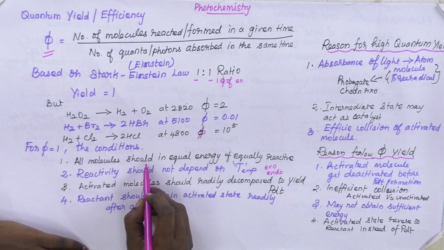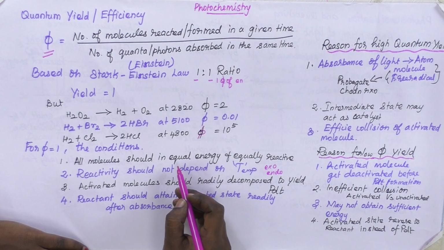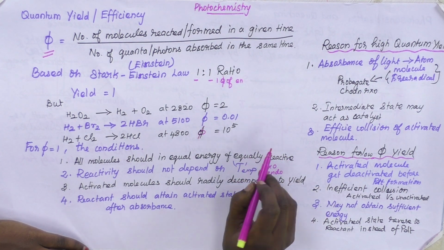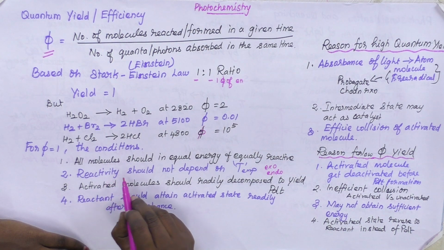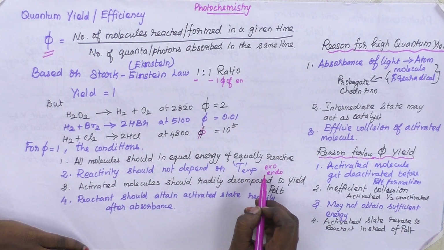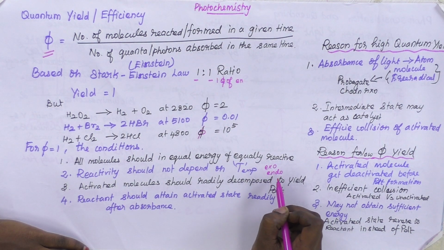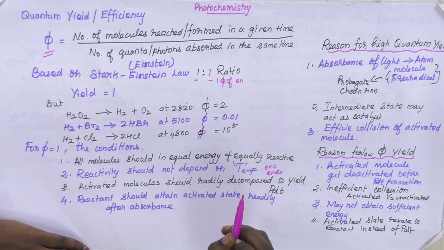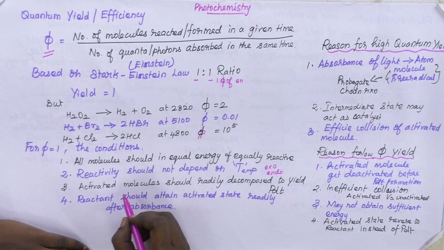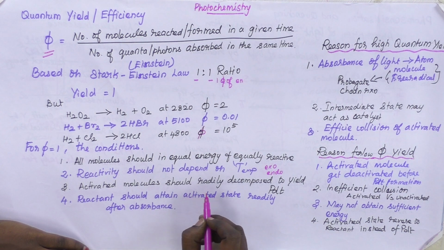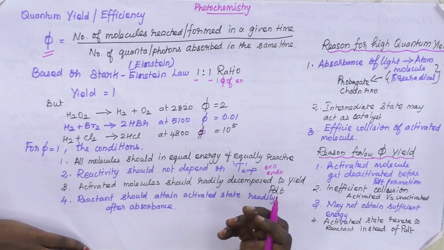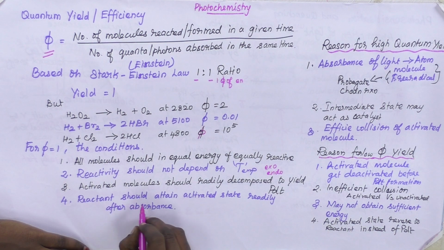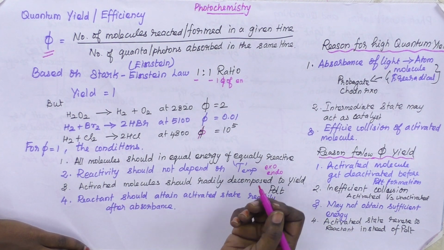First condition: all molecules should be equal in energy to produce an equal number of molecules in the activated state and an equal number of product formation. If it happens, the quantum yield is 1. Second, the reactivity should not depend on the temperature, because some reactions are exothermic and some are endothermic, so the temperature variation around the molecule will not produce any change. Third, the activated molecule should readily decompose to yield the product. That much efficiency is needed for the activated molecule. The fourth, the reactant should attain the activated state readily after absorption of light.